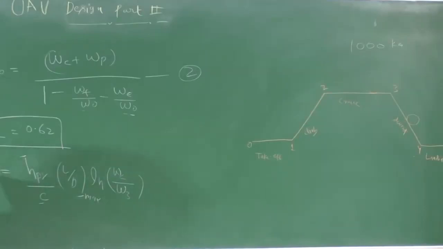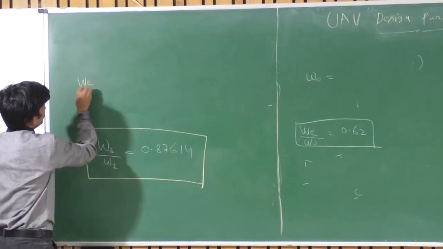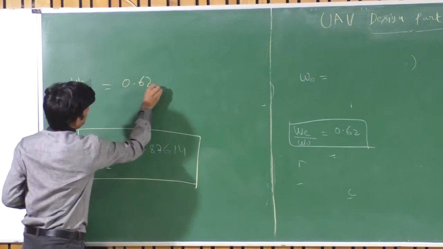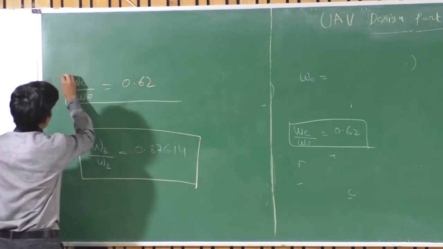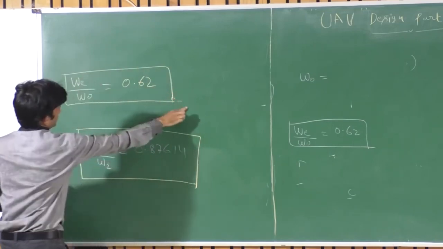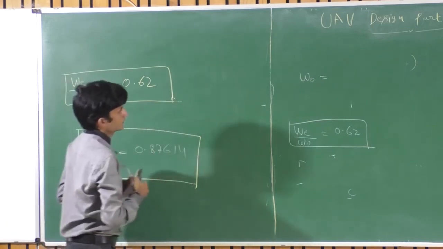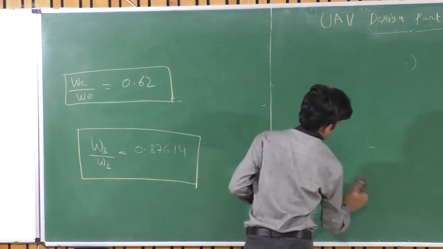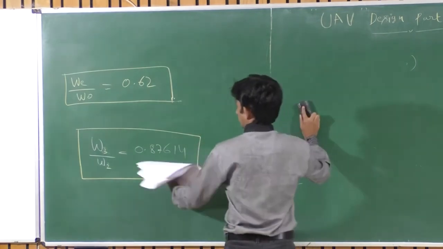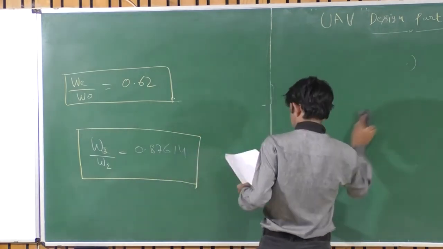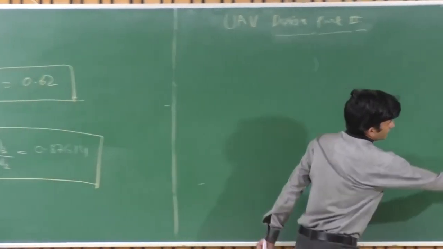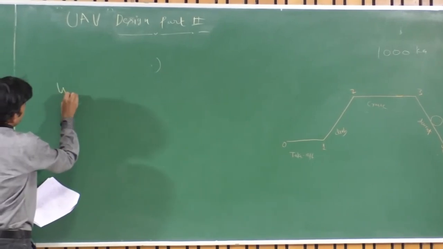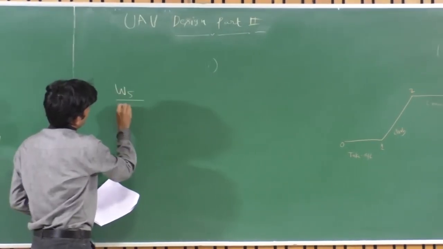And WE by W0 also, which is 0.62. Actually, we didn't get this; we have taken it from the literature survey. This we got from the formula. 0.62, okay? I will tell you what is the use of this. So you just see from W5 and W0.